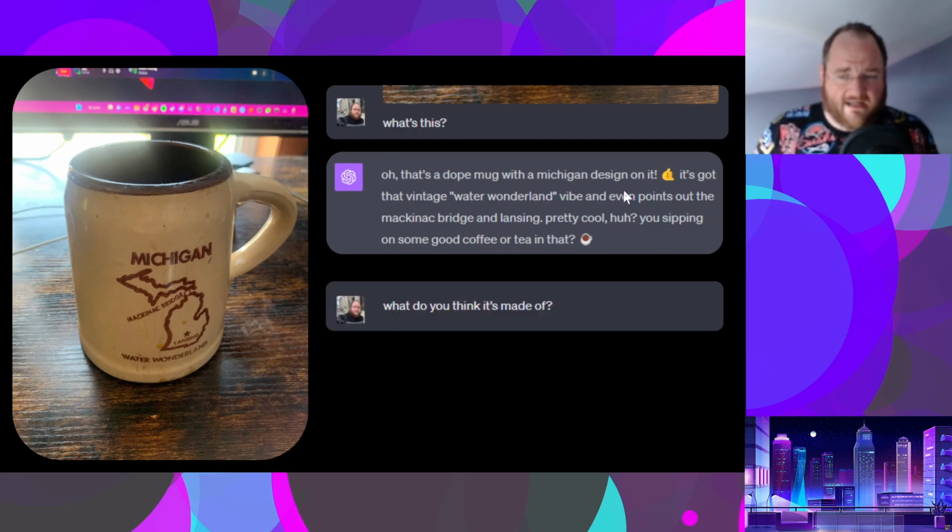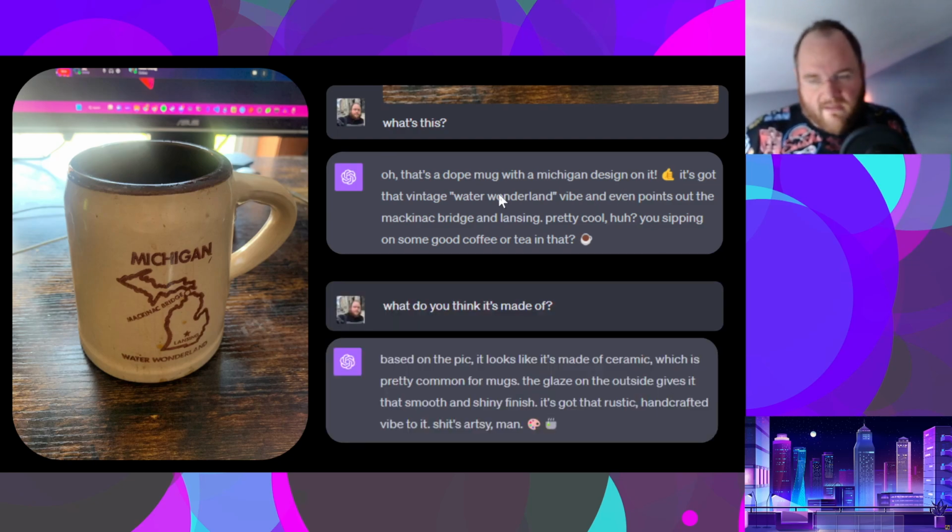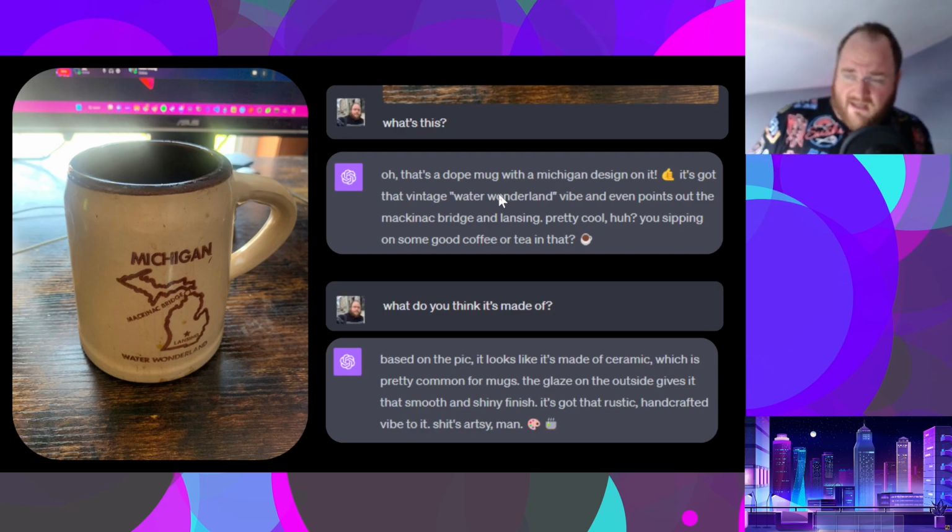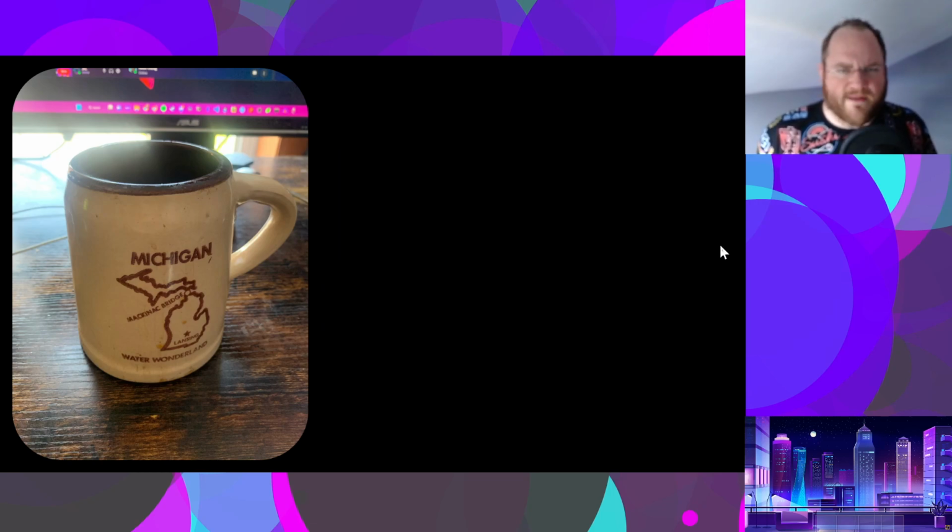I start interrogating. What do you think it's made of? Based on the pic, probably ceramic. Pretty common for mugs. There's a glaze on the outside that it can see. It notices the glaze. It's got that smooth, shiny finish. Yeah, it's artsy, man. I had to tell it explicitly, you're allowed to swear for emphasis. Just don't be mean. Just like me.